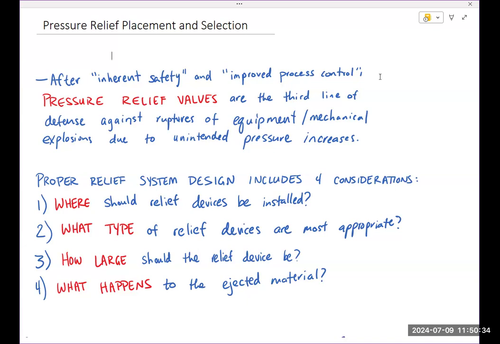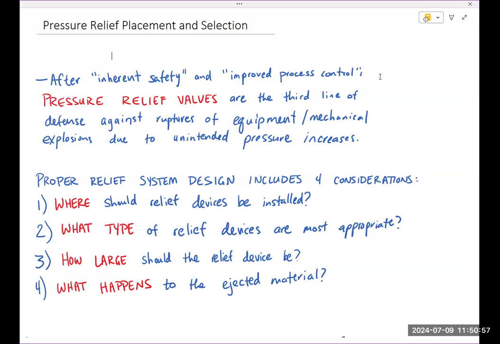So if you want to design a proper relief system, you should ask yourself four main questions. The first is, where should these relief devices be installed? The second is, what type of relief devices would be the most appropriate? Third question is, how large should those relief devices be? And as I mentioned just before, what is going to happen to that ejected material?